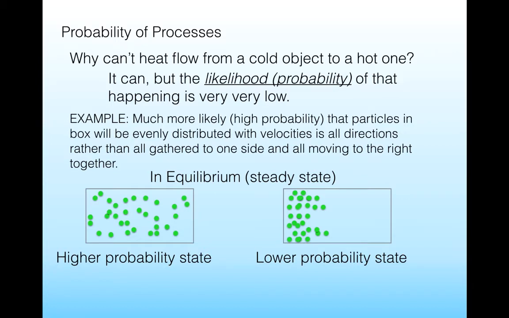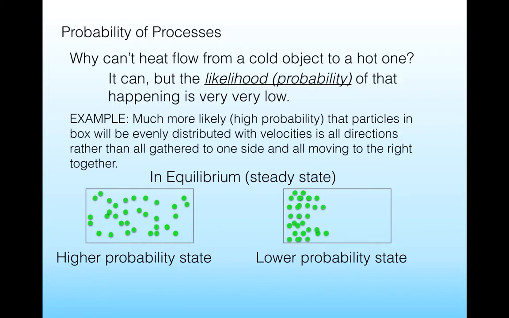So let's do another example. Let's say you have particles in a box, and now I'm showing you the actual individual particles. You have many particles in the box. There are two distributions of these particles that I'm showing you, and I'm saying they're both equilibrium states. One distribution has the particles evenly distributed. I'm not showing you their velocities, but I'm telling you that the velocities are also distributed evenly in the sense that there are just as many going right as left, just as many going up as down.